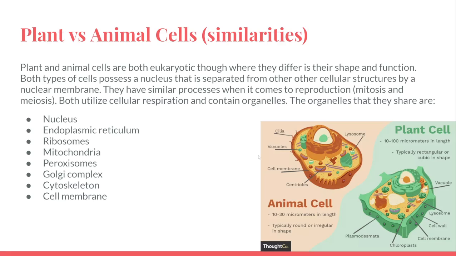Next up, we have plant versus animal cells, and these are the similarities. Plant and animal cells are both eukaryotic, though where they differ is their shape and function. Both types of cells possess a nucleus that is separated by a nuclear membrane. They have similar processes when it comes to reproduction, mitosis and meiosis. Both utilize cellular respiration and contain organelles.